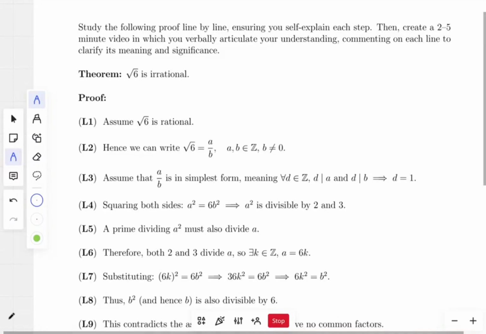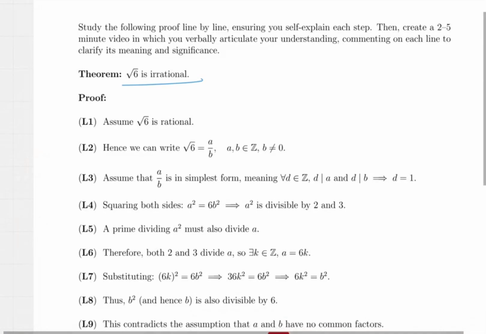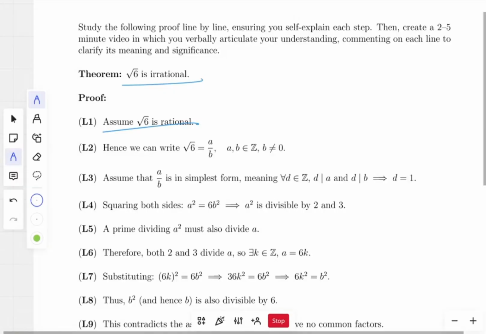Hi, let's see the question together. The question is asking us to prove square root 6 is an irrational number. And the first step is assume square root 6 is a rational number.